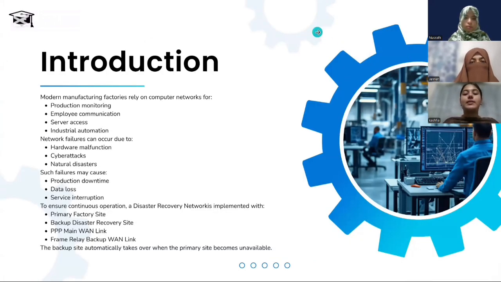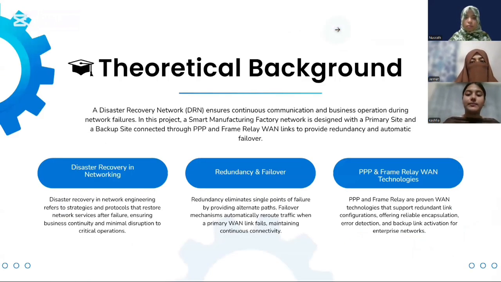Modern manufacturing factories depend heavily on networks for production monitoring, employee communication, server access, and industrial automation. However, network failures caused by hardware issues, cyber attacks, or natural disasters can also disrupt operations. To overcome these challenges, we designed a disaster recovery network with the primary factory site and a backup disaster recovery site. We're going to the next slide, which is the theoretical background.